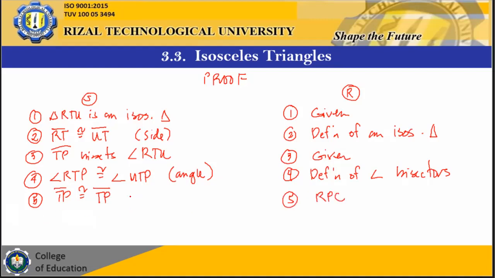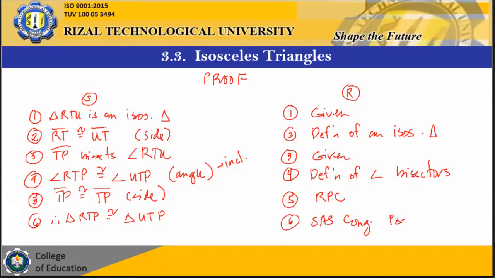And finally, meron na tayong side. O, di ba? Tsaka itong angle natin na ito ay included. O, so therefore, we can now say that triangle RTP is congruent to triangle UTP. Di ba? By what congruence postulate? SAS. That's correct. Congruence postulate. Tapos na. QED na tayo dyan. Okay?